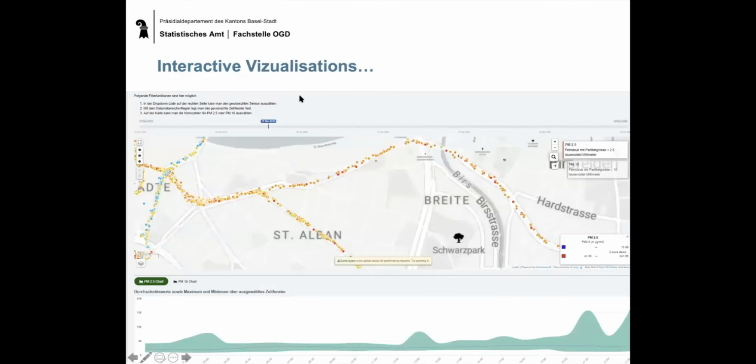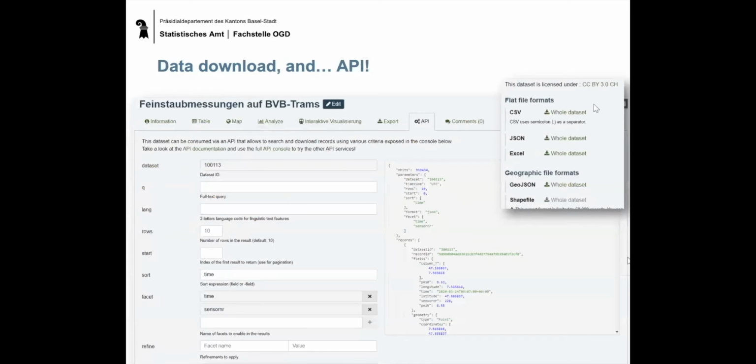Then we have interactive visualizations. It's not only raw tables, but for example here, these are fine dust particle measurements on the trams in Basel. Every minute these measurements were taken, and this is a nice interactive visualization. I'm going to show this later on in the demo. A very nice one. Boris has just created this a couple of days ago for us.